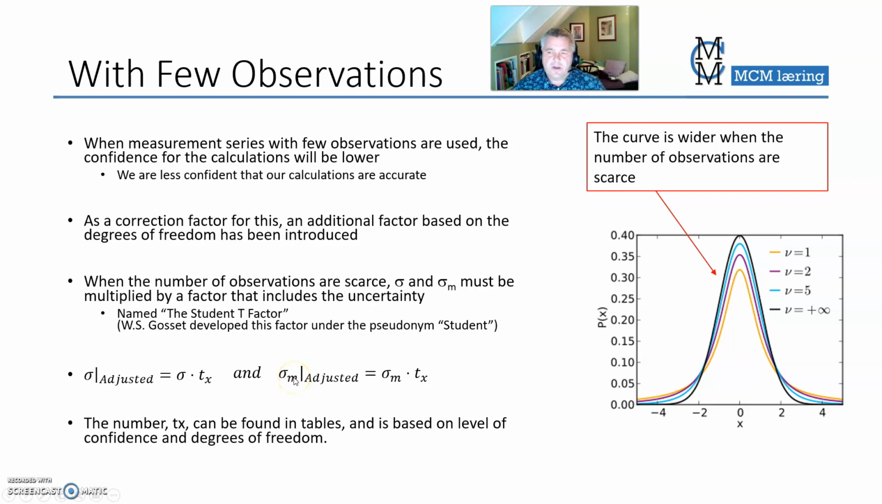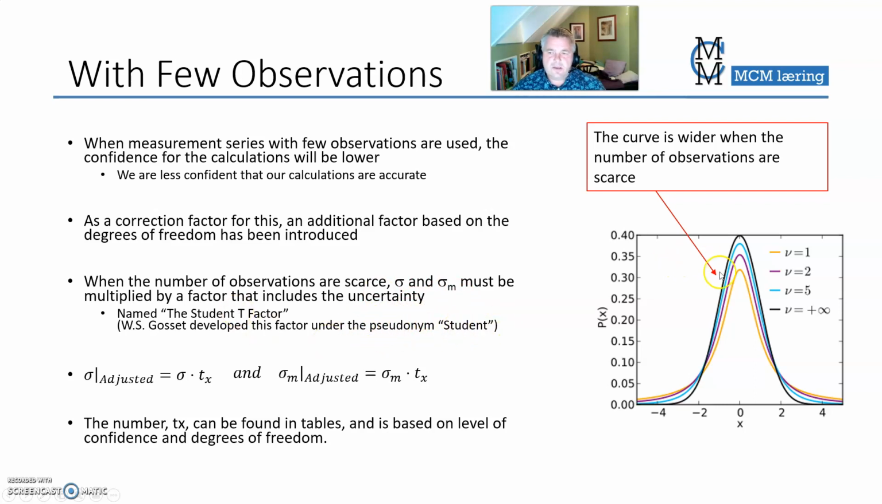But of course, when you have few observations, you can't be very sure that the mean that you found is the correct mean, as you could be if you had even more observations. So then there is a number, t, which is named the Student t factor. Student t is a name that the inventor, Mr. W.S. Gossett, used: when he developed this theory, he worked under the pseudonym Student.